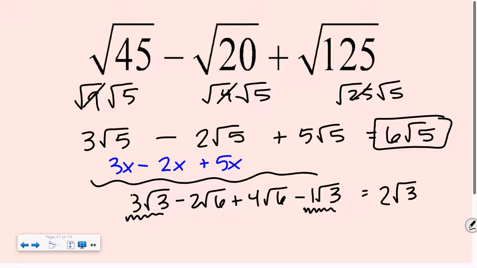And then I've got negative 2 square root 6, and then positive 4 square root 6. So how many square root of 6 would we have? 2. So then plus 2 square root 6. That's all the further you'd be able to write that one. That'd be the simplified form of that. So they have to have like radicands in order to add or subtract them. Multiplying, it doesn't matter. You can multiply them. Good so far?